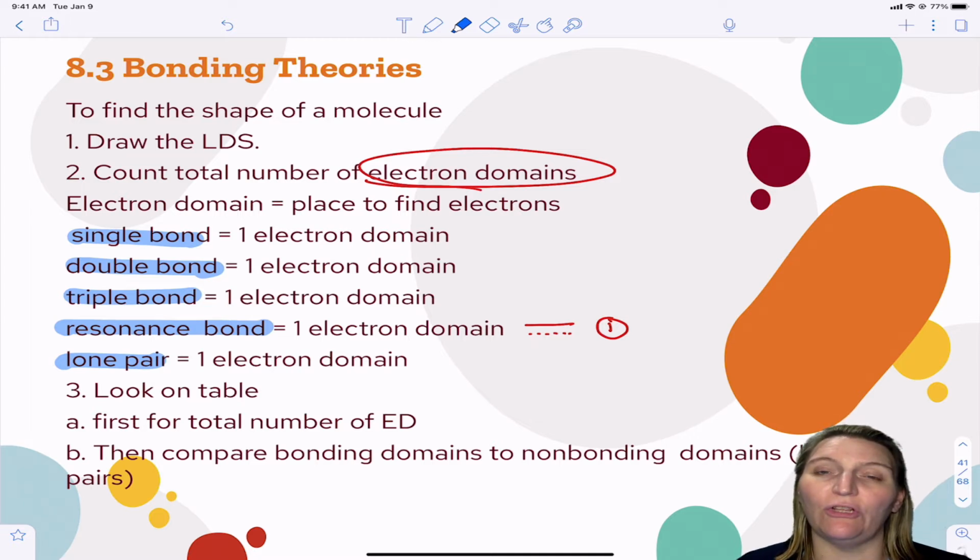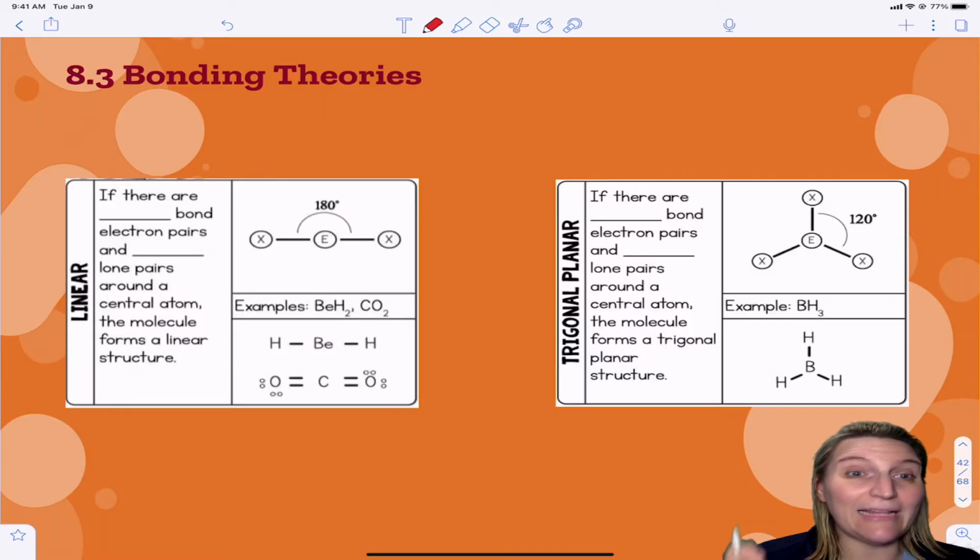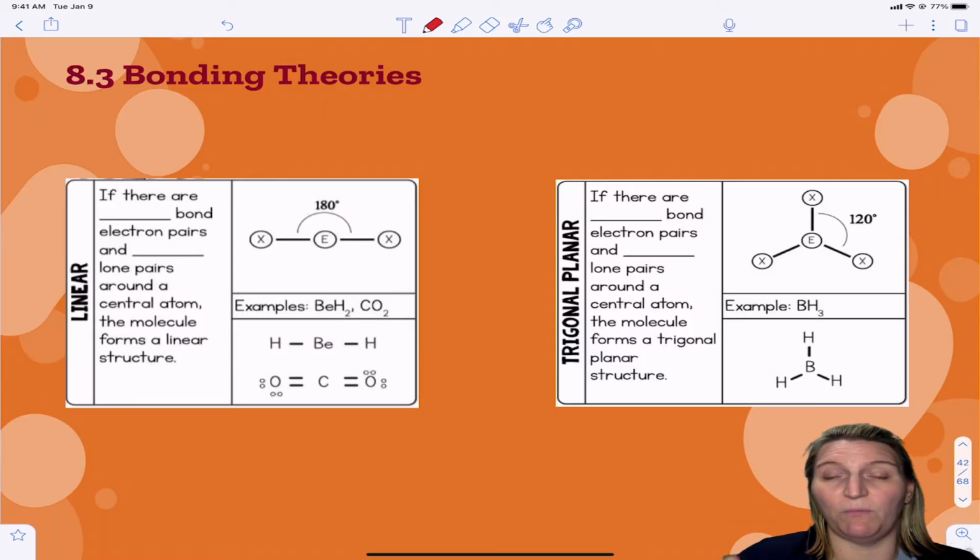And then you're going to look at the table. On the table, you will compare the number of electron domains and how many of those electron domains are lone pairs. And the table will tell you what is the shape of the molecule. These shapes have very specific names, and yes, you do need to learn these shapes and these names. Let's take a look at 3 shapes before we look at the big table.